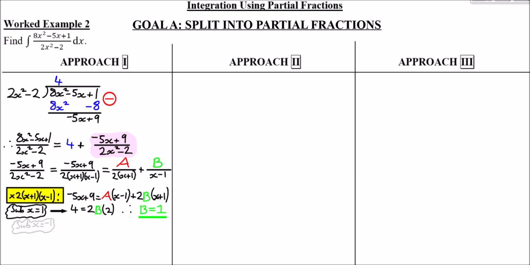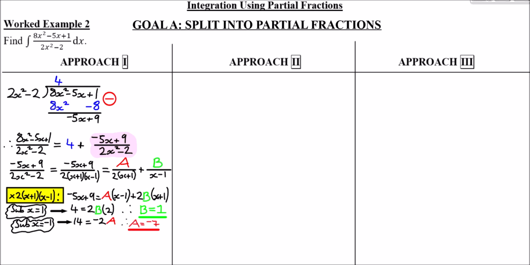Next, if we substitute x being minus 1, the left-hand side is going to become minus 5 times minus 1, positive 5 plus 9, which is 14, and we're going to get negative 2a, because minus 1 minus another 1 is minus 2, and the b bracket will cancel. And so dividing both sides by minus 2, we see that a has to be equal to negative 7.